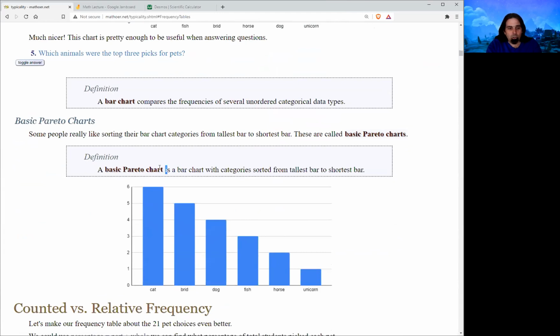A Pareto chart goes from tall to short. It's just a fancy name. I have no idea if Pareto charts are on the GED. I don't think so, but just in case, there's another vocab word for you to put in your notes.